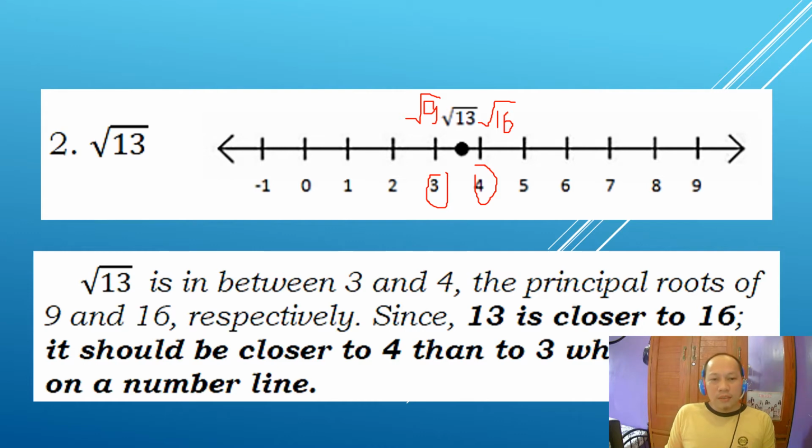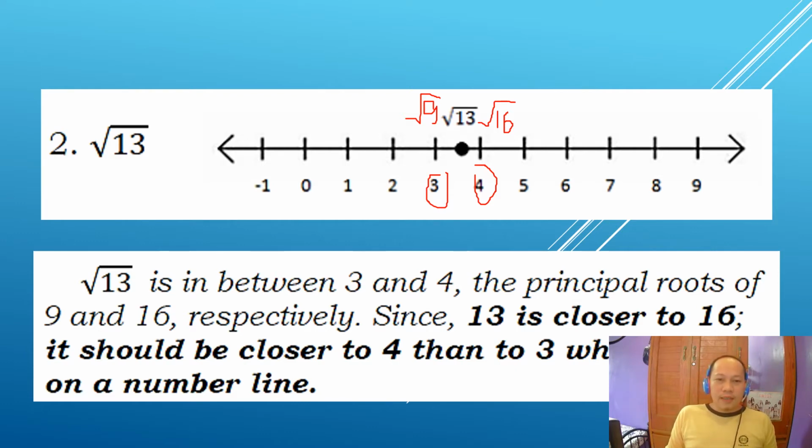Since 13 is closer to 16, it should be closer to 4 than to 3, when plotting on a number line. Okay? So, mas malapit siya sa 16. Kasi kung 9 yan, 9, 10, 11, 12, 13, 14, 15, 16. Diba? So, mas malapit nga siya sa 16. So, kaya andun siya. So, bandang gitna, pero lumihis siya ng konti. Okay? So, that's square root of 13.